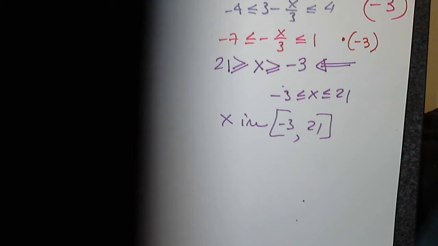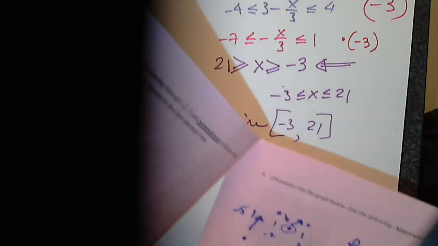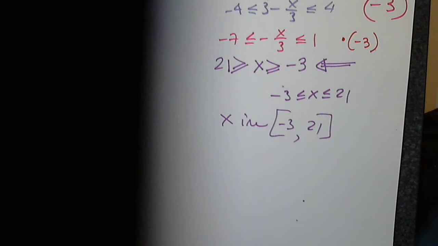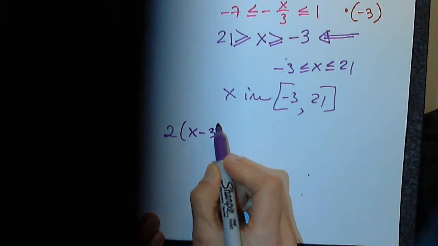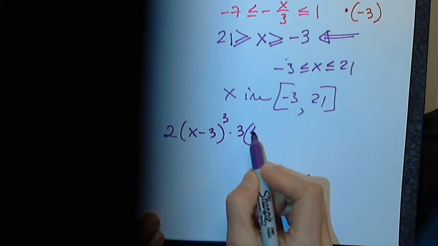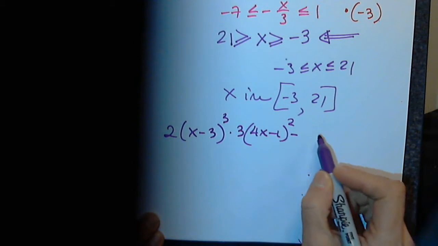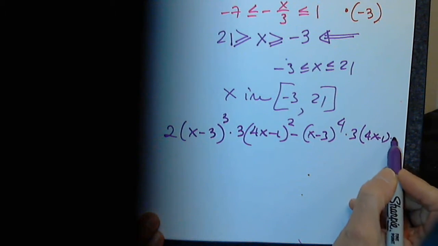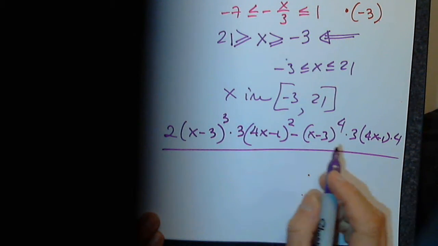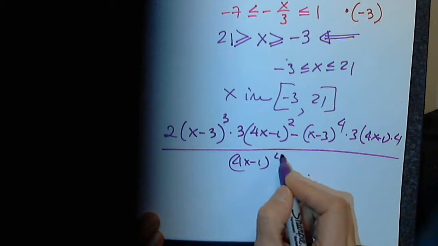Is there anything else? What about chapter 2? Other than this problem, from chapter 1, number 5? Oh, yes, of course. Number 2: x minus 3 cubed times 3, 4x minus 1 squared, minus x minus 3 to the 4th times 3, 4x minus 1 times 4. Everything divided by 4x minus 1 to the 4th.